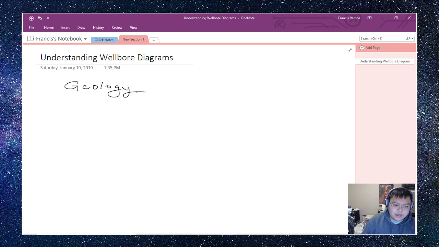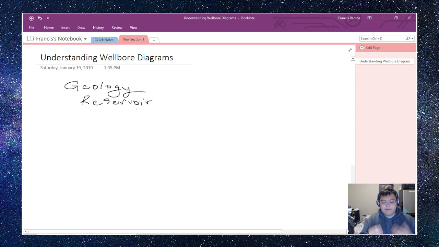Another thing you need to consider, on top of geology, is the reservoir. What kind of reservoir are you dealing with? Are you dealing with a reservoir that has a gas cap? Or a water drive? Or, let's say, a depletion drive? Are you going to need some form of artificial lift? Those are things you need to consider as well.